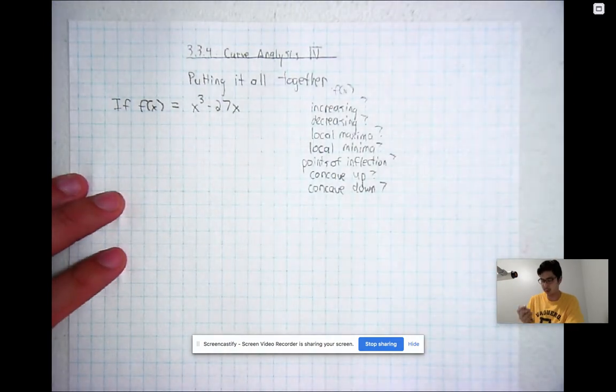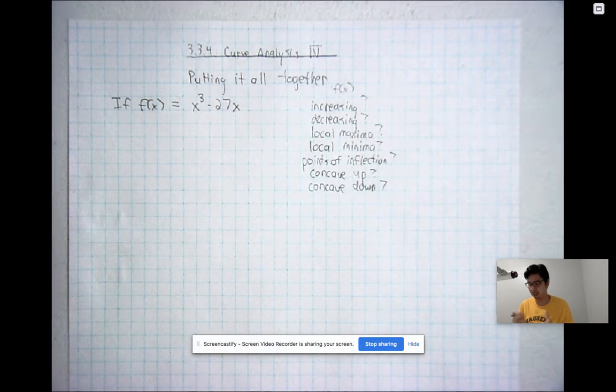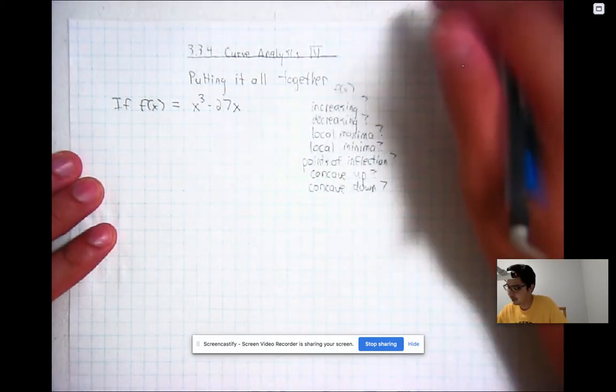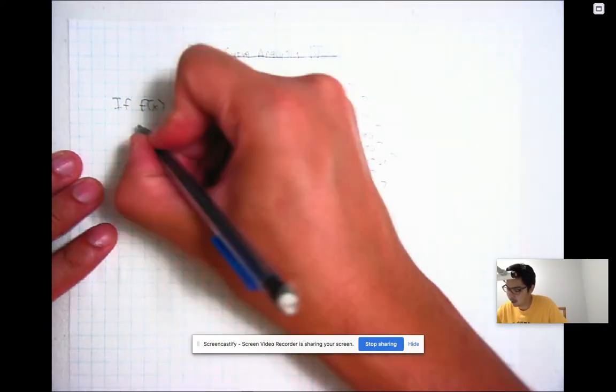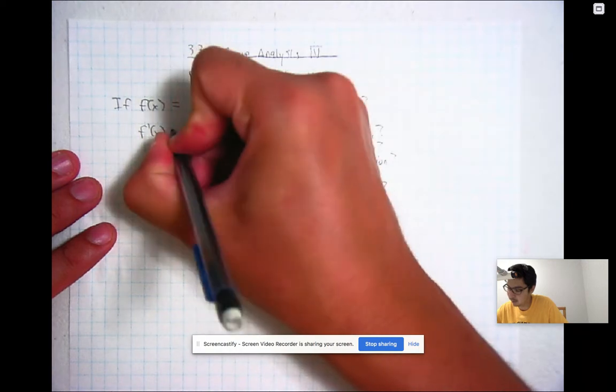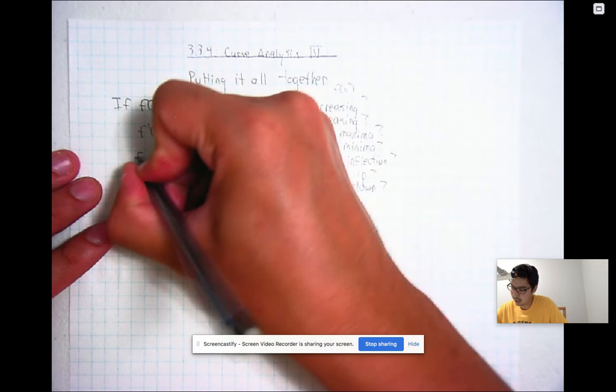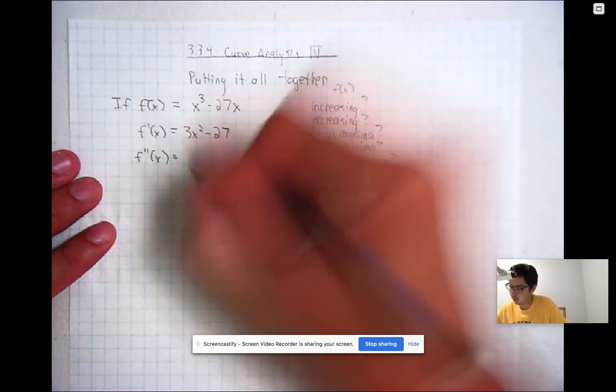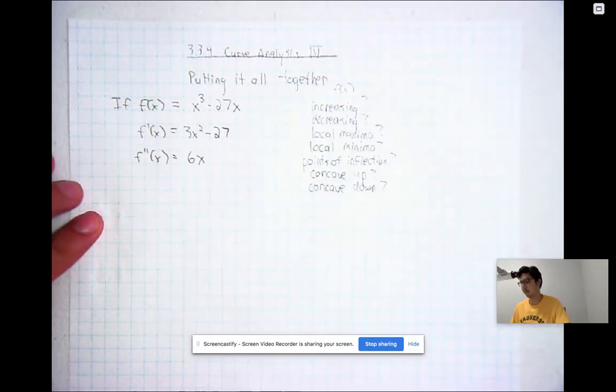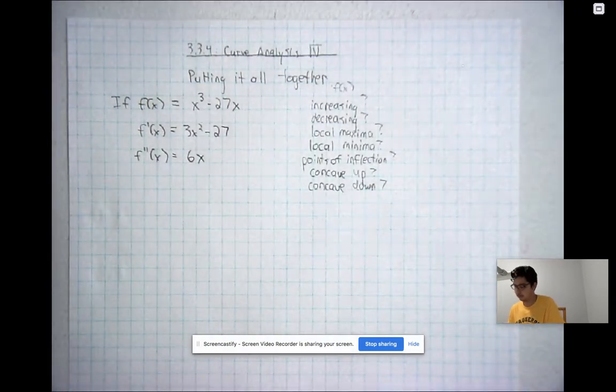Now we're going to do this through all the definitions we understand, mostly through the algebra. The last video I did was through the graphical perspective. This one's really through the algebra. If f(x) = x^3 - 27x, then the derivative of f will be 3x^2 - 27, and the second derivative will equal 6x.